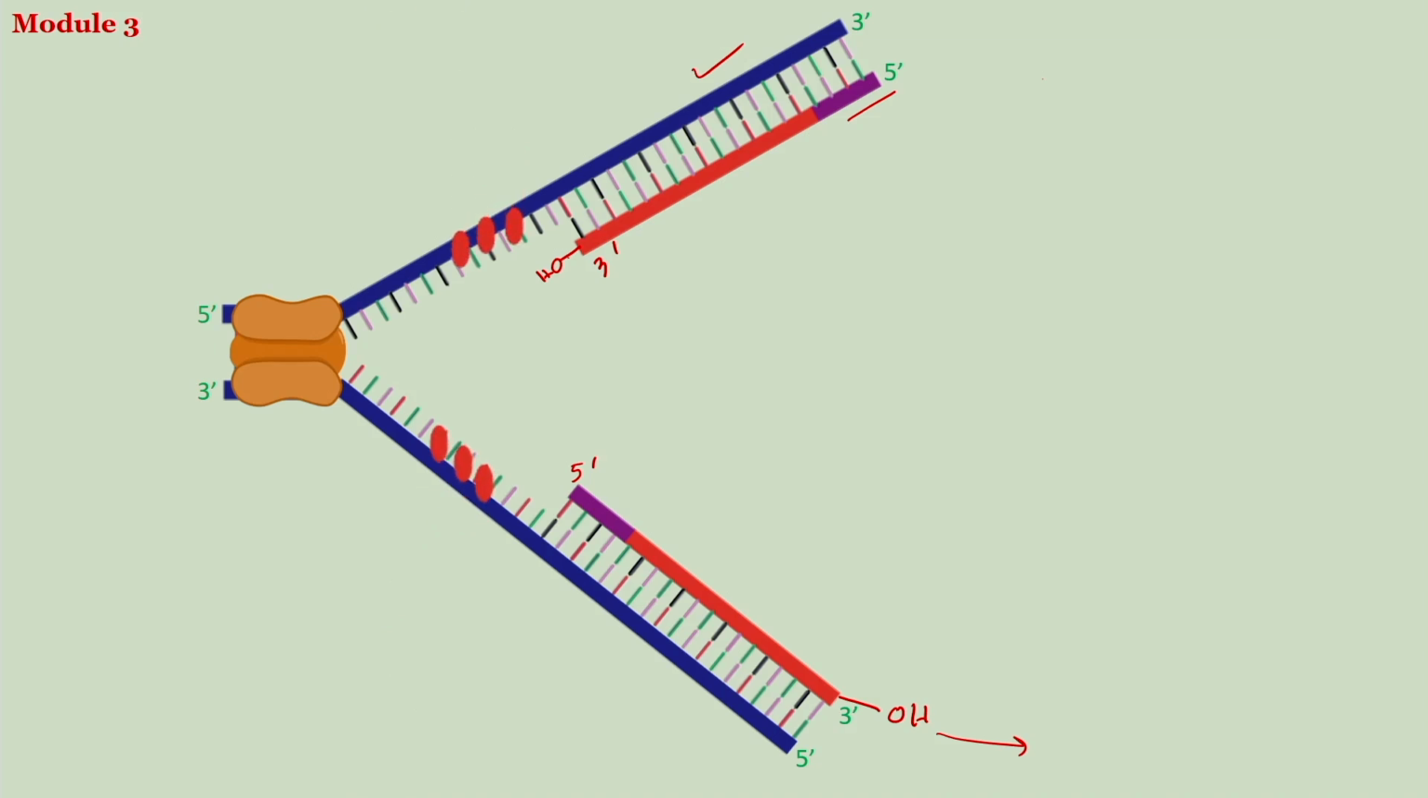So, again once the replication fork is created, you need to stabilize it, and that is done again by the single stranded binding protein. For this strand you need the RNA primer again, but for this strand you do not need it. So, the polymerase will come and bind here straight, because it already has the base. In this case you have to create the base again, the primer again. So, the RNA primer has come in and the second polymerase has to go and bind there.